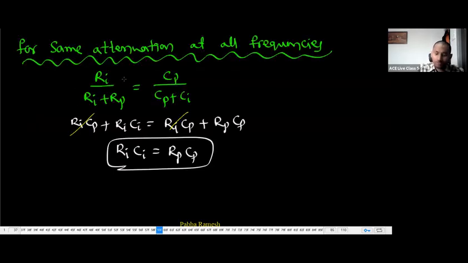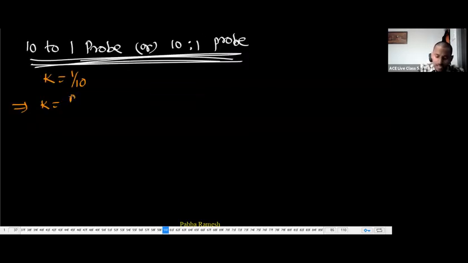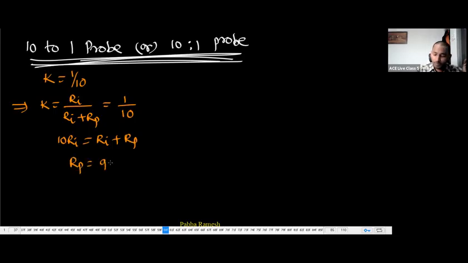K is equal to, for low frequency, Ri by Ri plus Rp. This is equal to how much? 1 by 10, because 10:1 means K equal to 1 by 10. What should be the condition? 10 Ri is equal to Ri plus Rp. Therefore, Rp should be equal to 9 times Ri. If this is satisfied, with this condition, we can design the 10:1 probe.